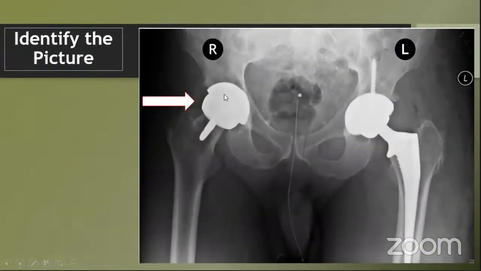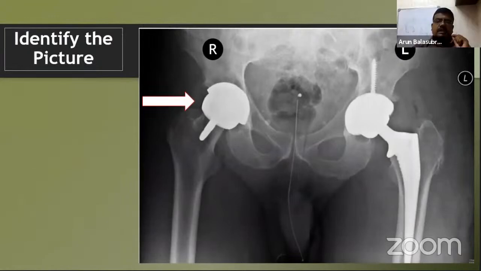Okay, so what is the picture? Everyone knows the left side is a total hip replacement. What is on the right side?